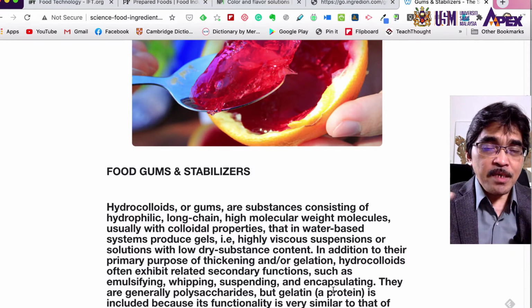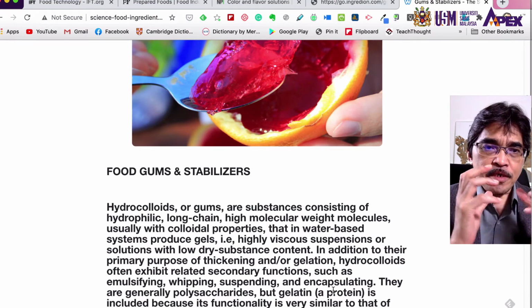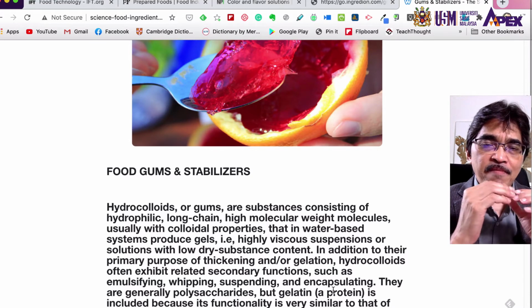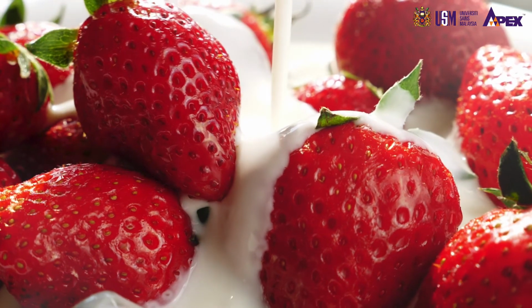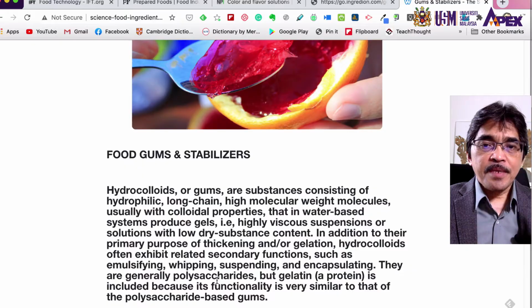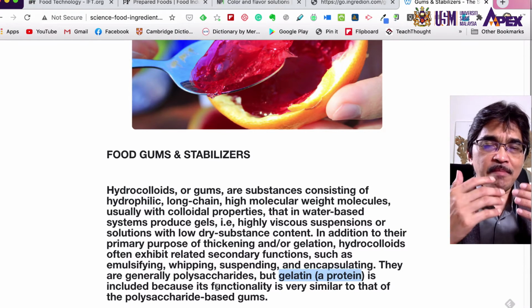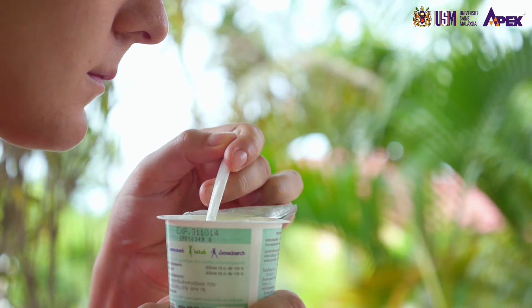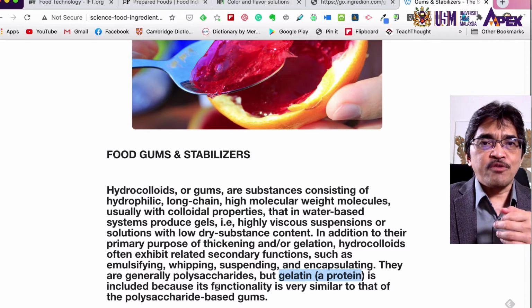For example, in flavor encapsulation to retain the flavor, we can use hydrocolloids as an encapsulating agent to provide a protective layer and prevent the volatile flavor from escaping. They are generally polysaccharides, but gelatin, which is a protein, is included in the category of hydrocolloids because it provides the same functionality, for example providing viscosity. It can form a gel, and therefore we discuss gelatin in the same group of food hydrocolloids.